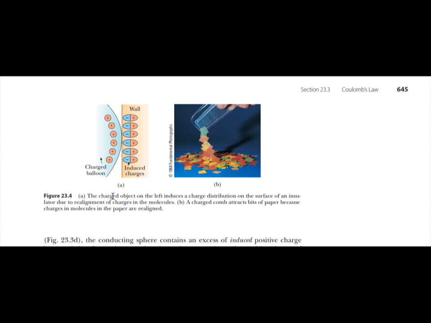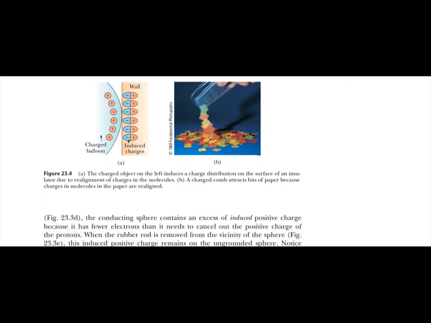If you look at diagram A, the charged object on the left induces a charge distribution on the surface of an insulator due to realignment of charges in the molecules. And in the second diagram, I'm sure most of you are familiar with this little experiment. A charged comb attracts bits of paper because charged molecules in the paper are realigned. So it's a principle of induction and charging and electrostatics that makes you able to pick up pieces of paper with a comb that you rubbed against your hair.